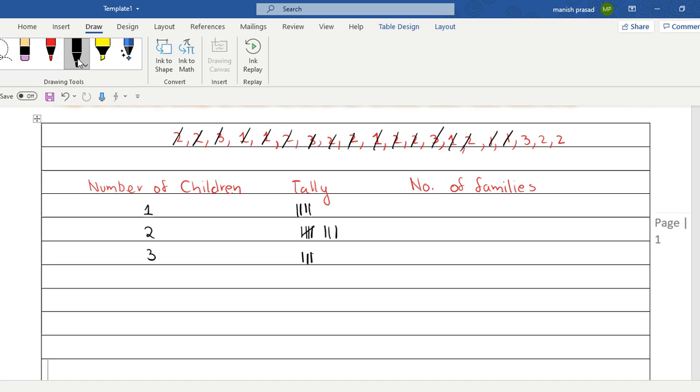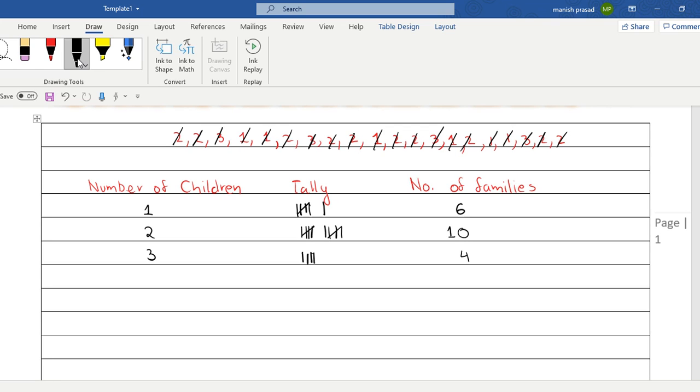Then a 1 and a 1. Now look at this, the fifth one again goes across, 1 and a 1. And then we have a 3, 3 goes here. And then a 2 and a 2. So how many families have 1 child? 6 families. How many families have 2 children? 10 families. And how many families have 3 children? 4 families. So this is how we draw a frequency table.